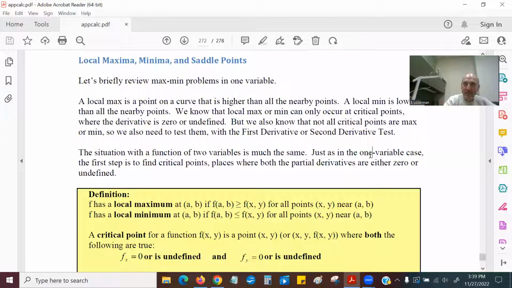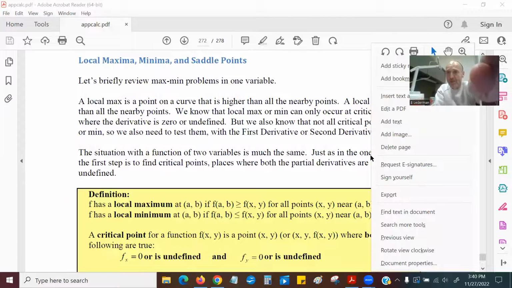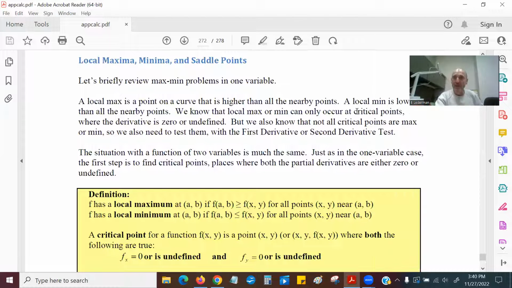Anyways, let me share my screen and we're going to get into some mathematics. I want to start with a definition here: local maxima, minima, and saddle points. The idea of a local max and a local min is something we've seen before in the regular XY plane. We've never seen the idea of a saddle point, but live and learn.